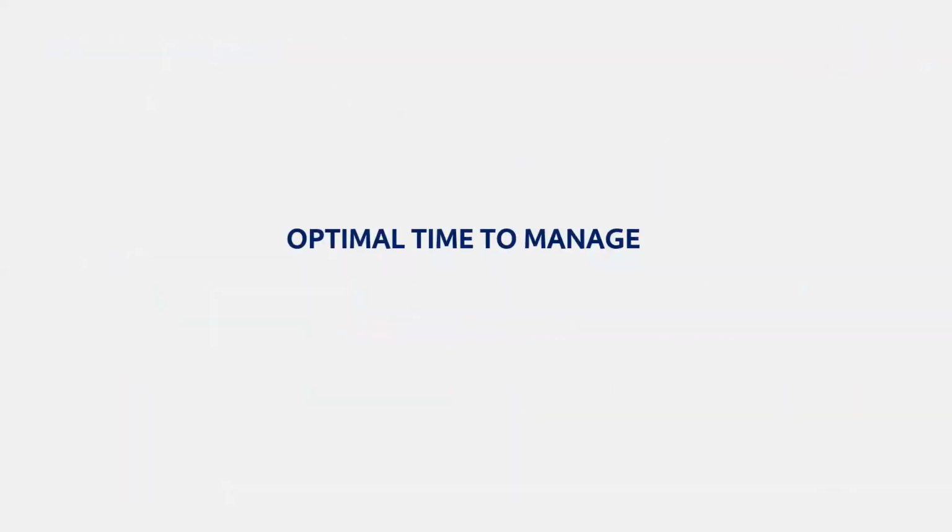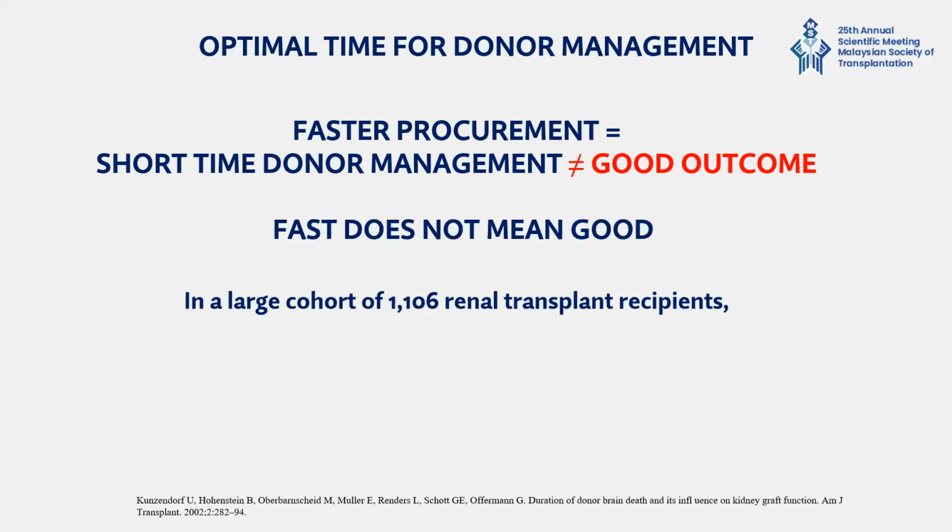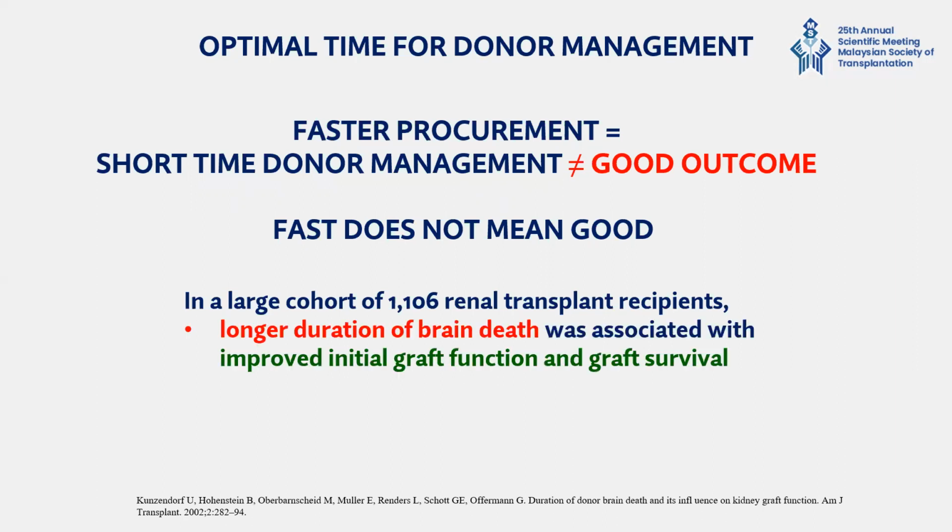And we want to talk about optimal time to manage. Faster procurement means shorter time. So if we aim for procurement to be fast, it will also mean there will be shorter time for donor management. This is not good for the outcome of the graft. Fast does not mean good. In a large cohort of 1,106 renal transplant recipients, longer duration of brain death was associated with improved initial graft function and graft survival. Why?